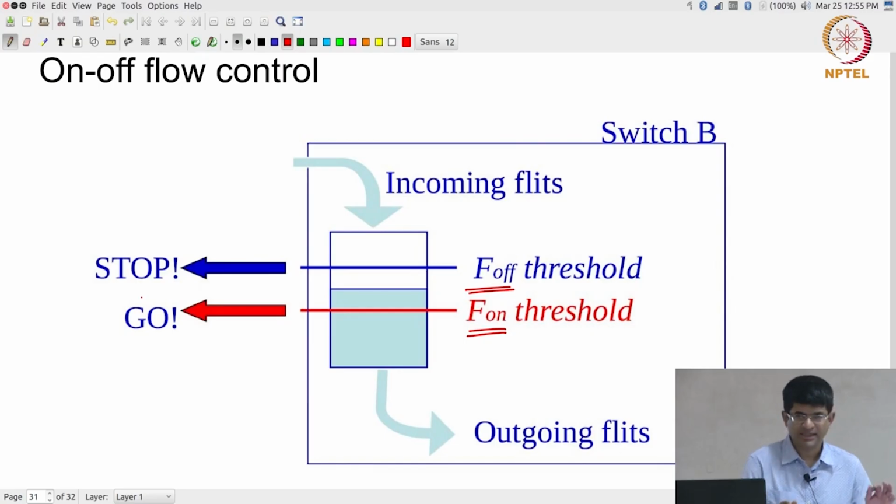Because in principle you need not have an on threshold. You can basically say, anytime I have data, send it. But effectively what it's saying over here is the other way around. Let's say that incoming flits are pouring in. If I fill up to get to this point over here, the off threshold, above the off threshold, stop. That's where the back pressure will go and tell the previous unit to stop.